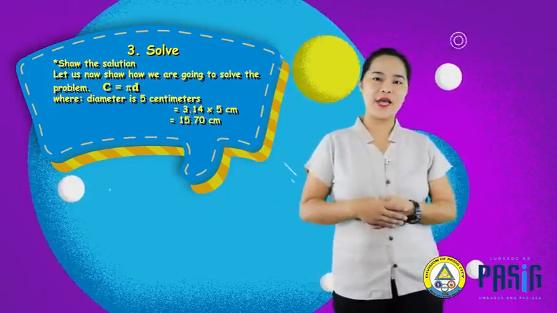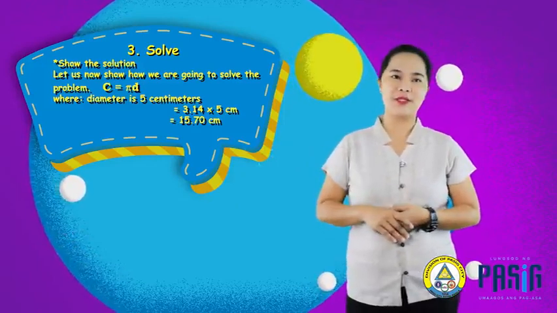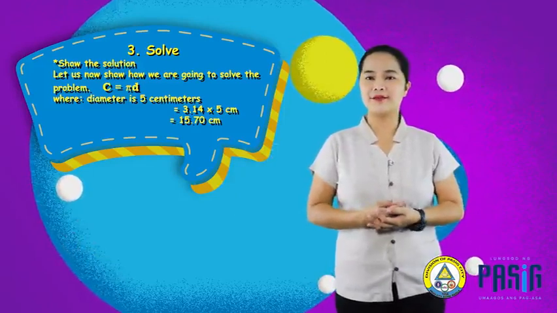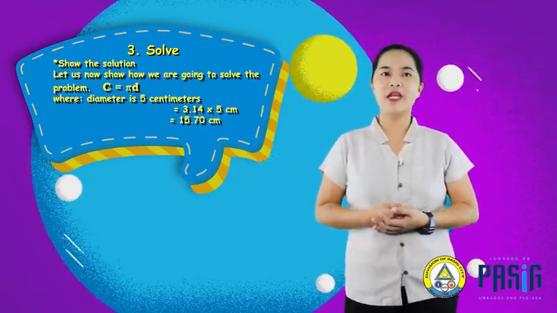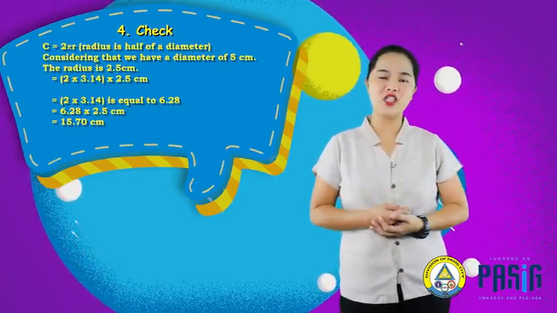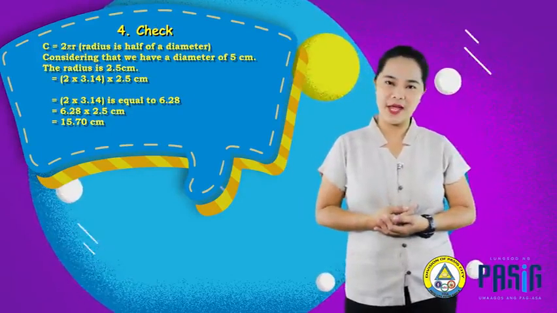Circumference equals pi times diameter, where diameter is 5 centimeters. So, 3 and 14/100 times 5 centimeters is equal to 15 and 7/10 centimeters. For number 4 is to check. Let's verify if the answer is correct.